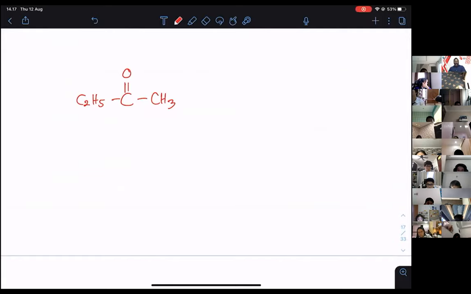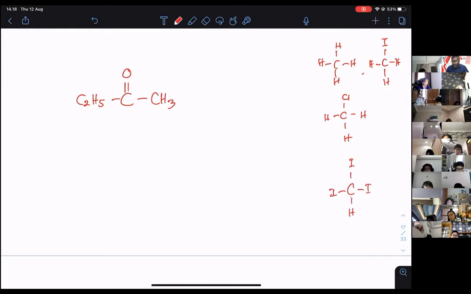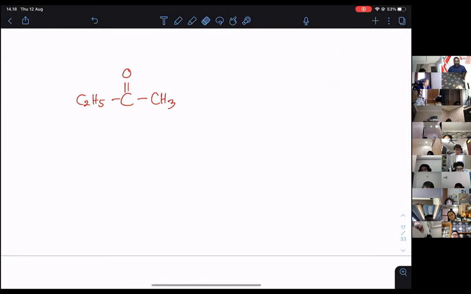Now, what is triiodomethane? This is methane. If I put one Cl over there, this is known as chloromethane. Similarly, if I put one iodine over there, this is called iodomethane. So if I have triiodomethane, it means C with three I and H. This is triiodomethane. I'll erase this first. It is going to be the formation of triiodomethane. In order to get that, you must have the CH3. But I'll show you what actually happens.